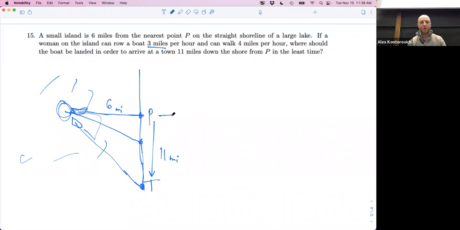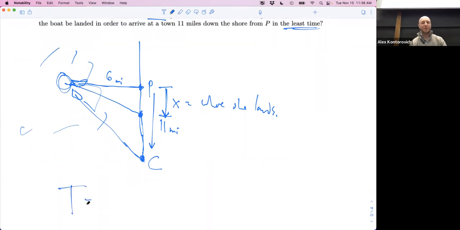Well, we have to give ourselves a parameter. What should we call this height? X. Yeah, let's call this the landing point. How far downshore from P she lands? X is where she lands. She wants to minimize the time. I assume she can row this in order to arrive at the least time. Okay, so what is time? I used T for the town. The town is now a city, and we're doing time. So how much time?